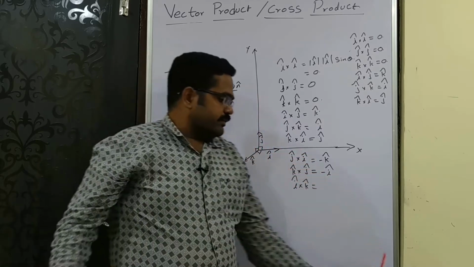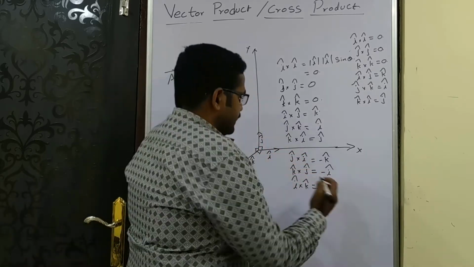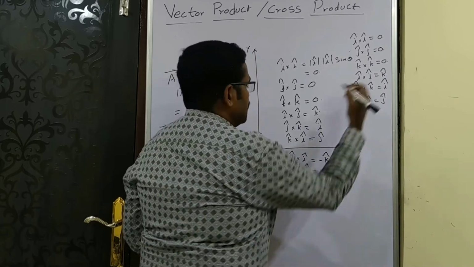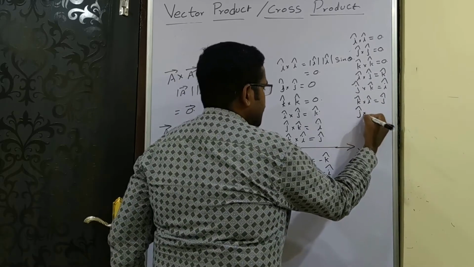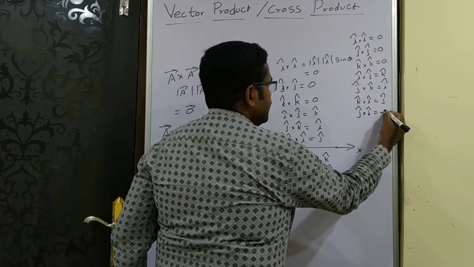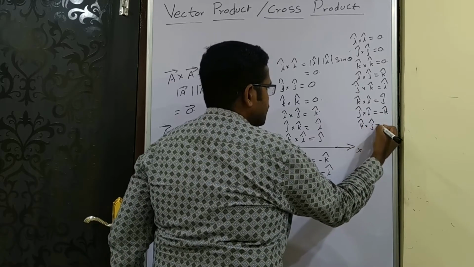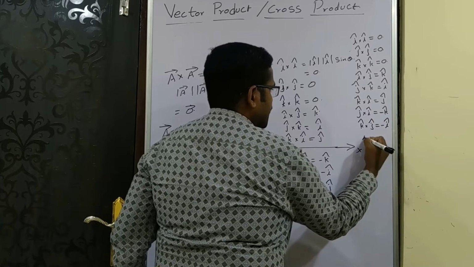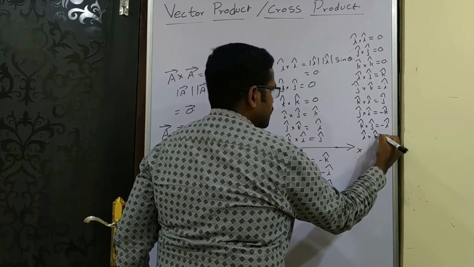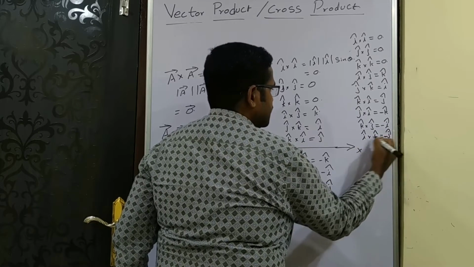That is negative j cap. So how much is j cap into i cap? That was negative of k cap. k cap into j cap, that is negative of i cap. i cap into k cap is equal to negative of j cap.